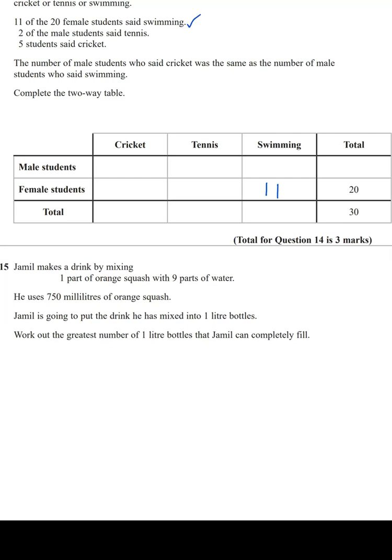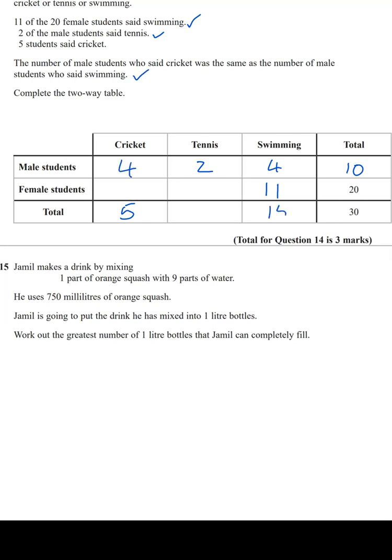We've used that fact. 2 of the male students said tennis. So we use that fact. 5 students said cricket. The number of male students who said cricket was the same as the number of male students who said swimming. So those two numbers are the same, but what we can actually start doing now, we know that's 10, because these have got to add up to 30. If that's 2, these 2 here must be 8, so there must be 4 and 4. Just use that box, and now we can fill it in.